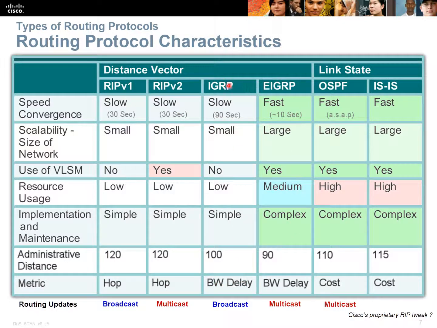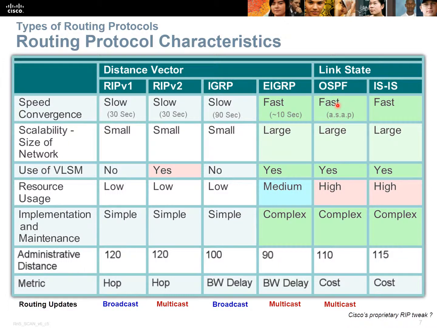and it uses bandwidth and delay. But then Cisco realized and they enhanced IGRP. They made it faster. They made it able to scale to bigger networks. They made it able to support wacky subnets. But it needs a bit of CPU and RAM, and you need to know a bit about it. And it uses bandwidth and delay for the metric.